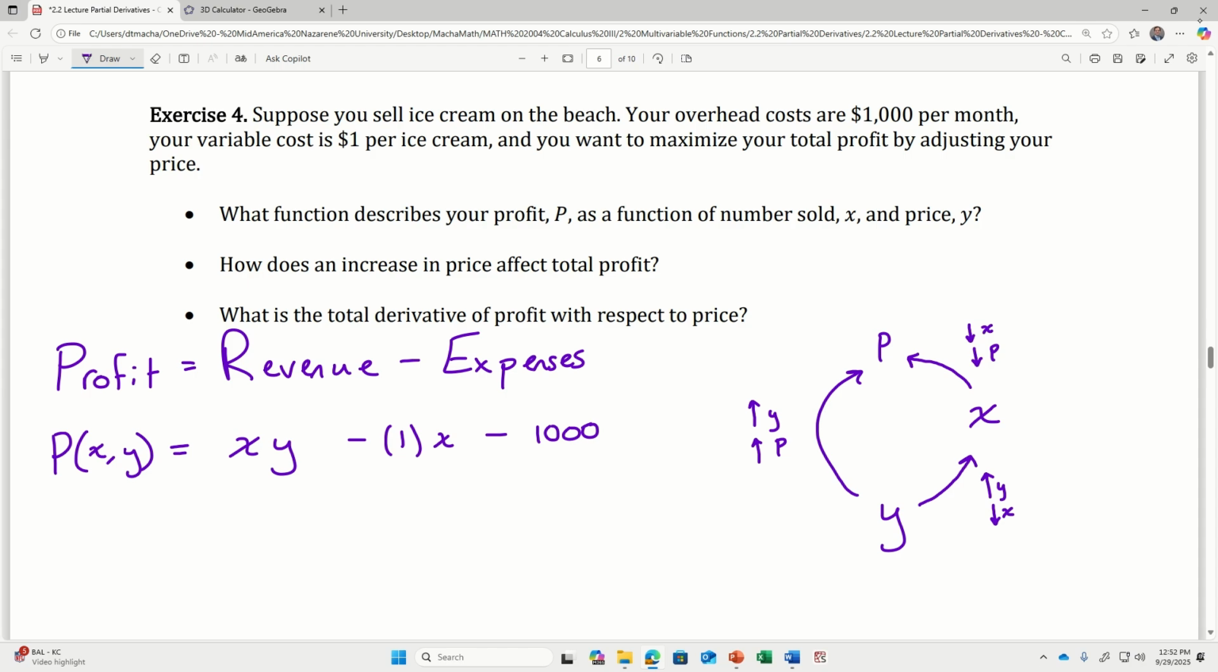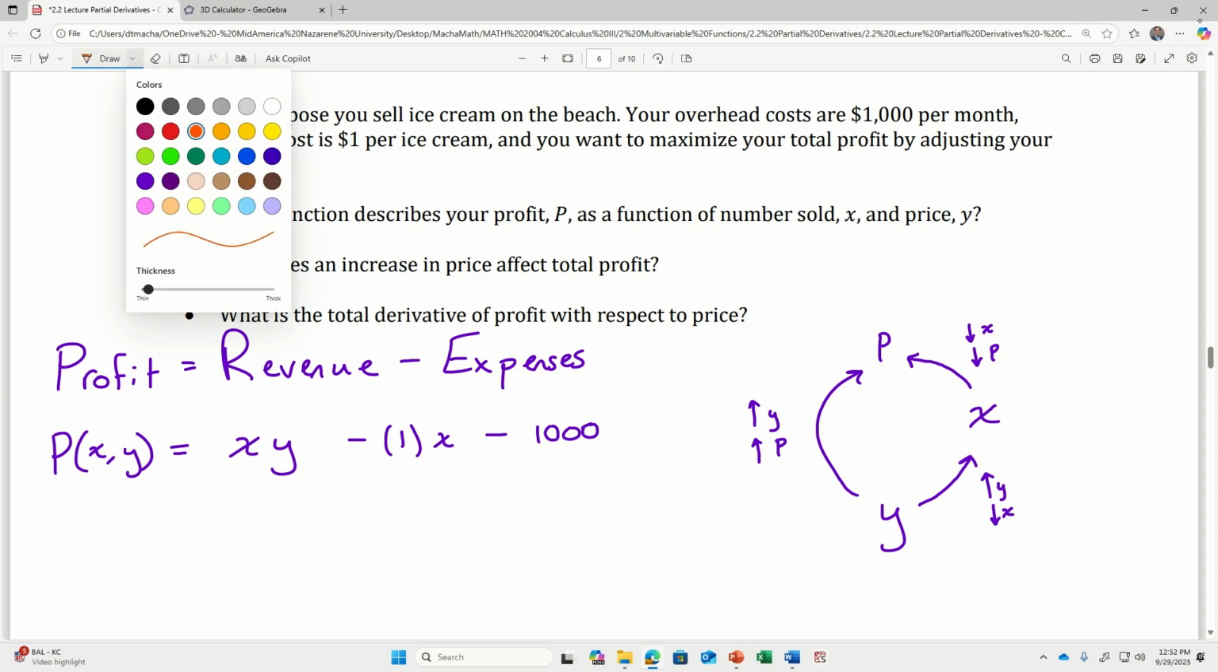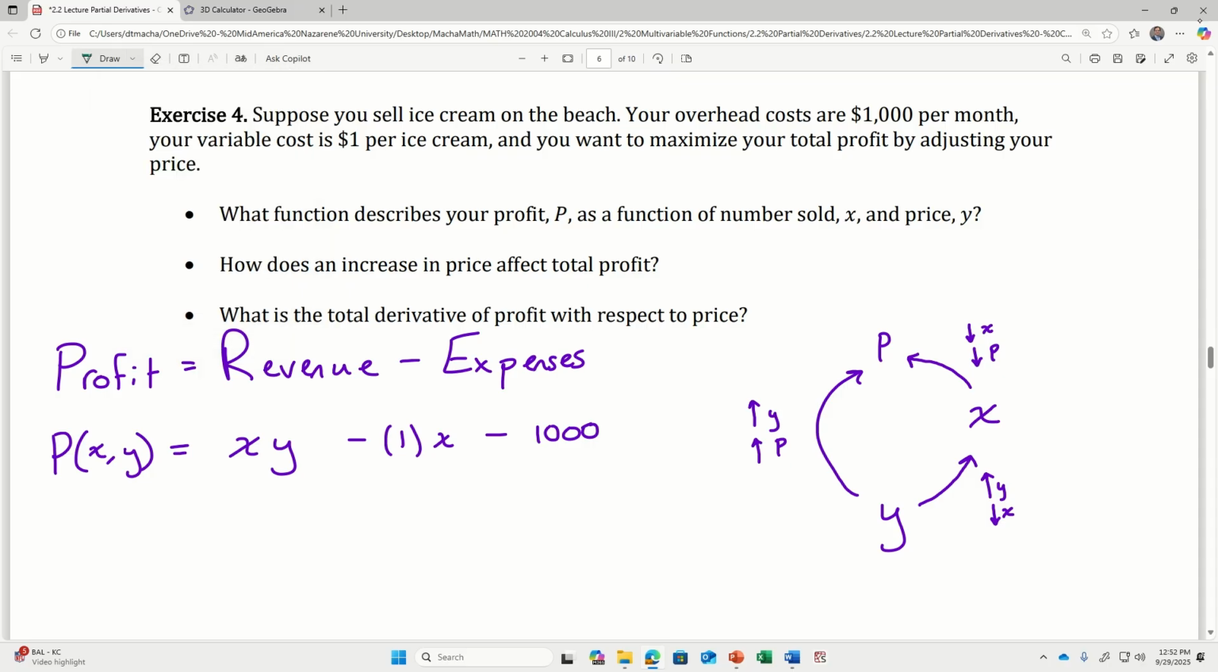And so the partial derivative, I guess, in this situation is saying, hey, increase the price because that's going to increase your profit. If I took the partial derivative of profit with respect to y, then this is just x, right? X is a positive number. So it's basically saying, yeah, you're going to get more profit if you increase your price.